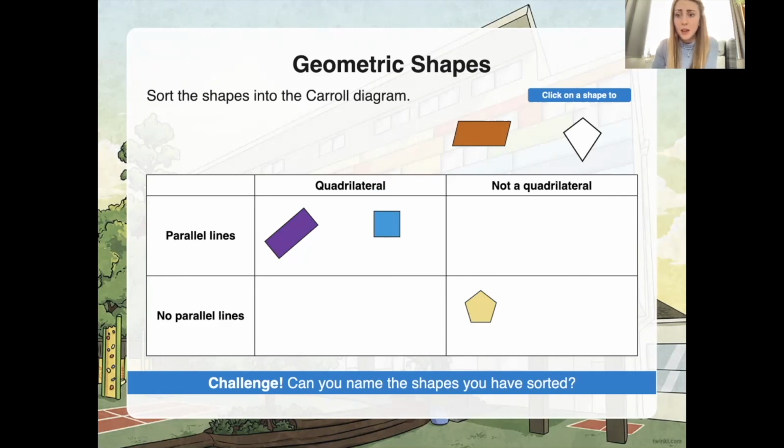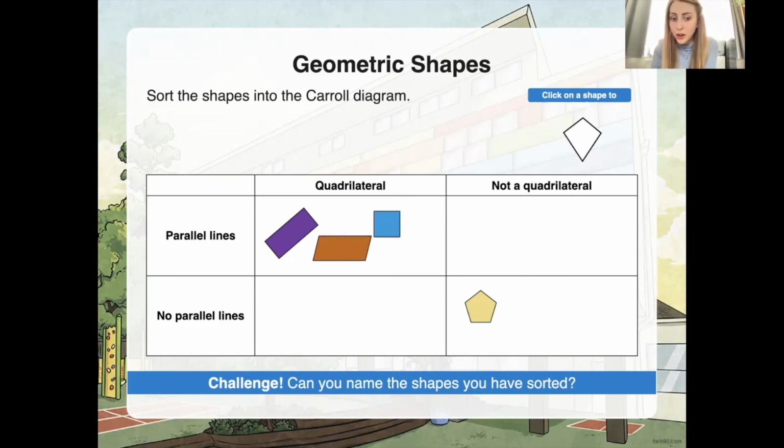Okay, next up, we've got an orange parallelogram. Now, parallelograms are quadrilaterals because they have 1, 2, 3, 4 sides and they have parallel lines. So actually, that's the third shape that's going into the same place on the diagram. There we go, another quadrilateral that also has parallel lines.